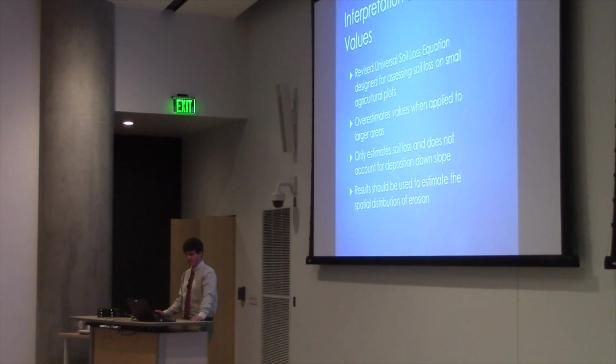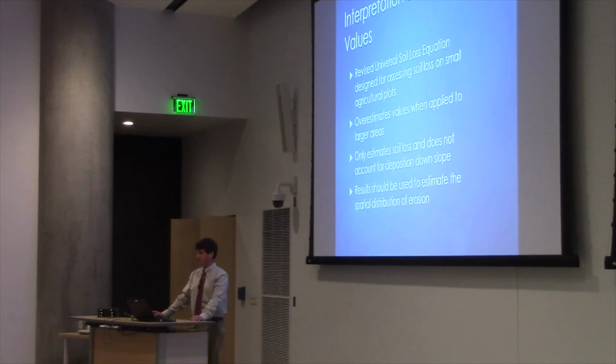So now that I've assessed soil erosion for the area of the Wallow Fire, the next question to ask is how to interpret the results. In many of the previous studies that have used the revised universal soil loss equation with GIS, many have noted that the equation has a tendency to overestimate values. The equation was originally developed for assessing erosion on small agricultural plots, but when it's applied to larger areas, it has a tendency to exaggerate values.